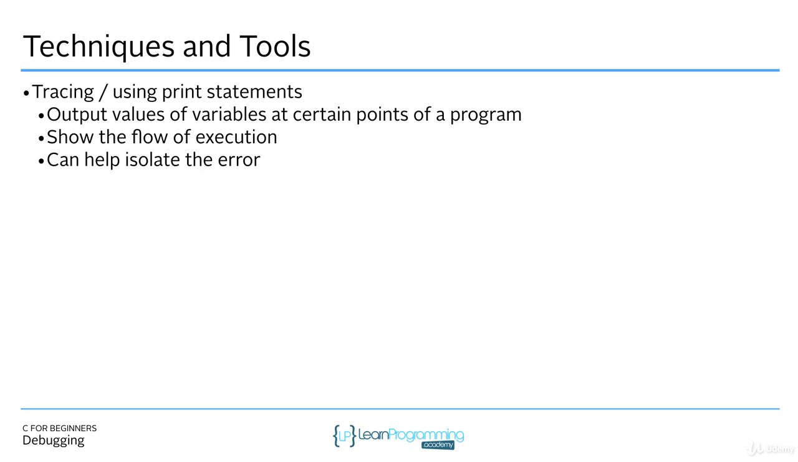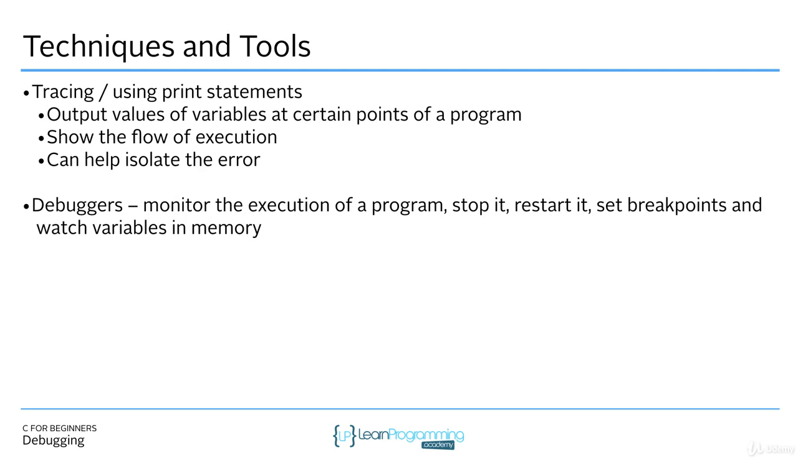As you're adding these print statements, tracing through your code, you can add output in the print statements to see the value of variables, because the value of variables may be affecting state and may be causing logic issues. So just adding print statements is very useful. It can show the flow of execution, and it can help isolate the error. Debuggers, as I mentioned, like the one in Code::Blocks, GDB, can monitor the execution of the program. You can stop it, run line by line, restart it, set breakpoints, and watch variables in memory. Very helpful when trying to diagnose where a problem resides.